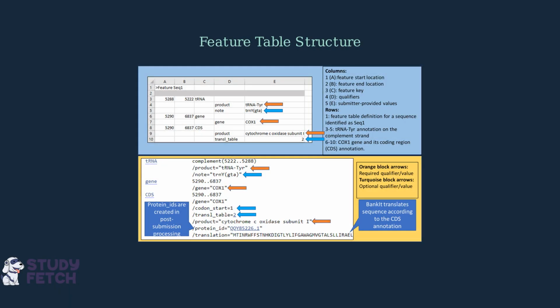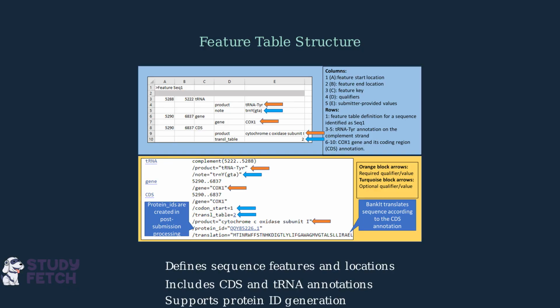Feature tables are central to the new submission enhancements, allowing detailed sequence annotation. Feature tables provide a structured way to annotate sequence elements like coding sequences and transfer RNAs. The table defines feature locations, types, and qualifiers, with automatic protein ID generation during processing.